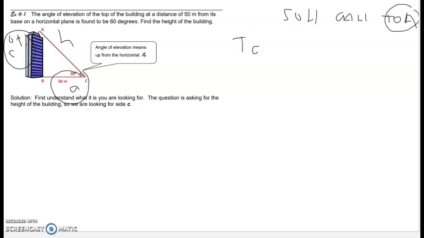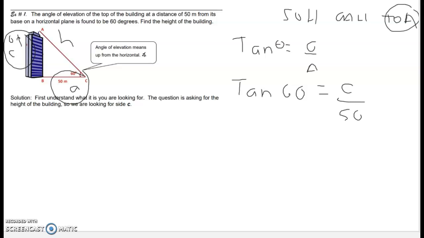So let's start doing this. Tan equals opposite over adjacent. And I'll put the little angle sign in there. So tan, the angle that we are given is 60. So tan 60 equals the opposite, which is right here. We don't know, so we're just going to call that C. And then the adjacent is right here, and that is 50. So we're going to put down a 50.